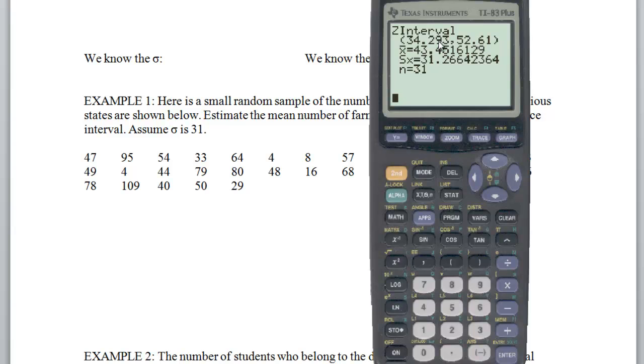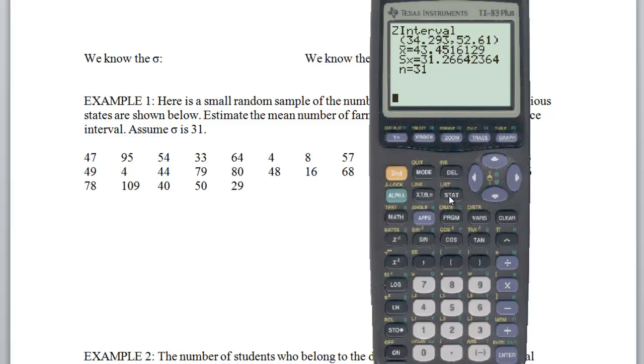So check it out. The z interval is done on the calculator. It finds our average of the entire set and also the standard deviation of that small sample set. All right, pretty nice little feature.